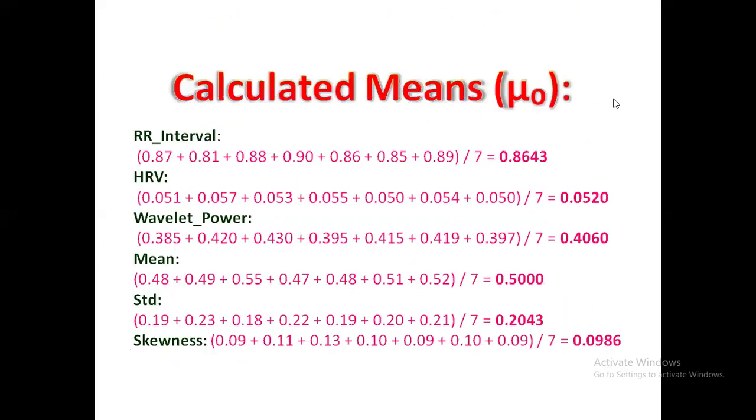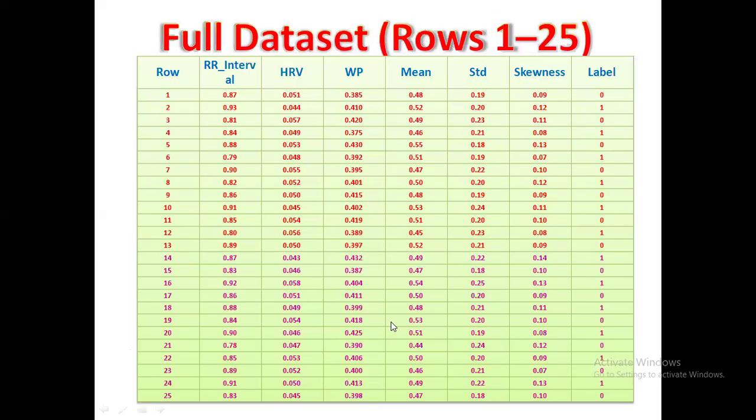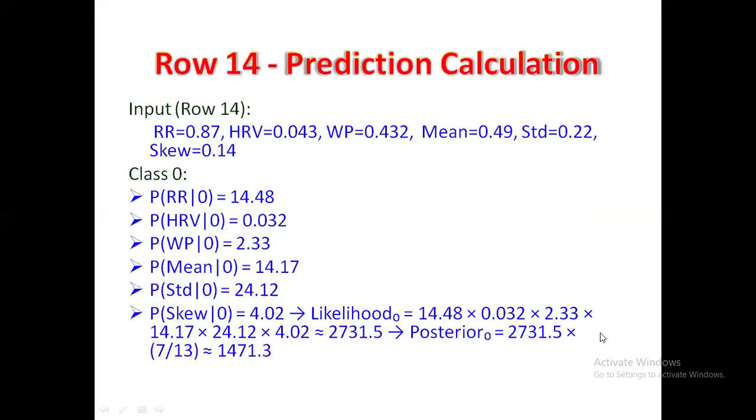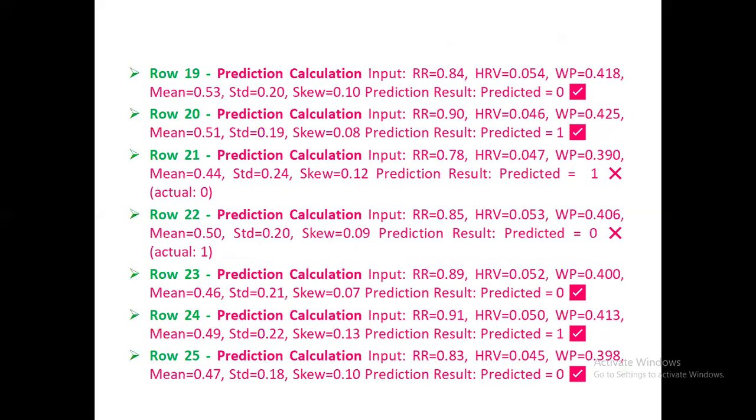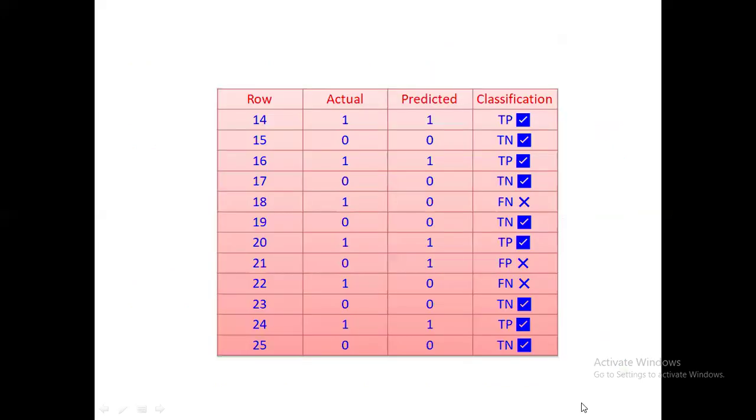Row 20 predicted is 1, given is also 1. If you have any doubt, you have to look into the table. Row 20, what is the value? 1 is given, and what we found is also 1. We give it a right tick mark. But in row 21, predicted 1, given is 0. So this is a false positive. Rows 23, 24 and 25, all the values we are predicting correctly. In this case, rows 14 to 25 are only the testing phase.